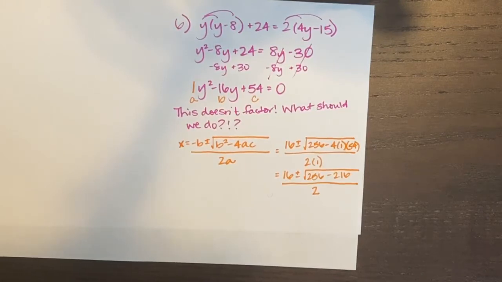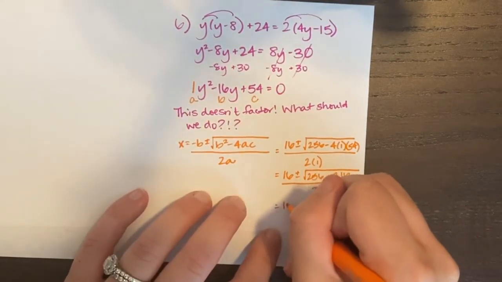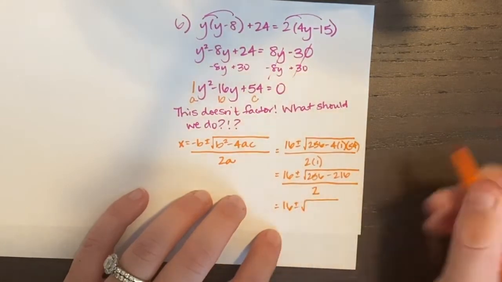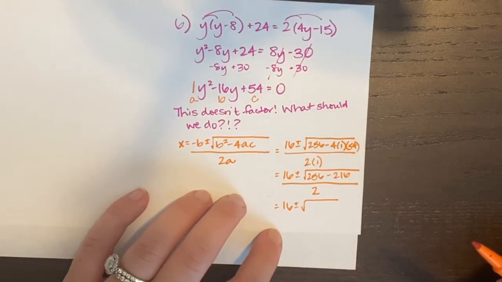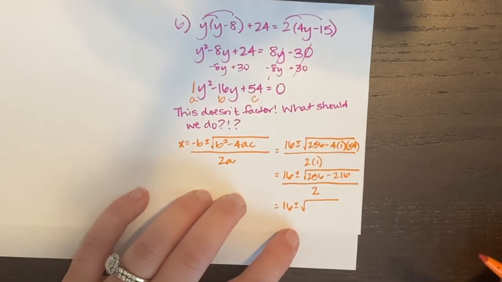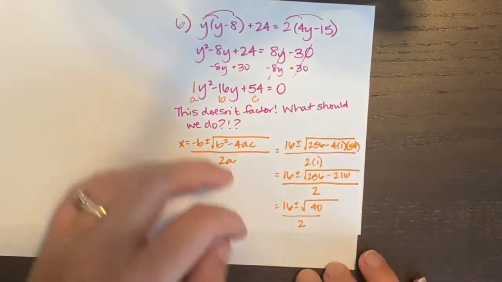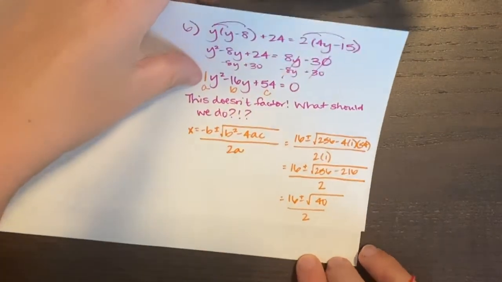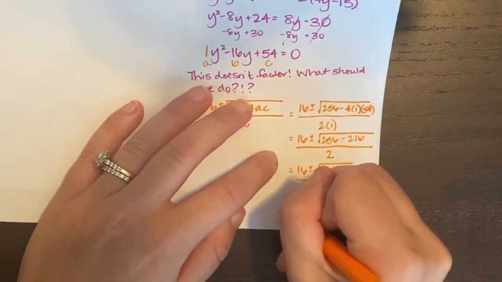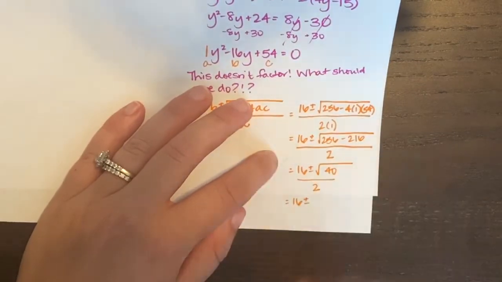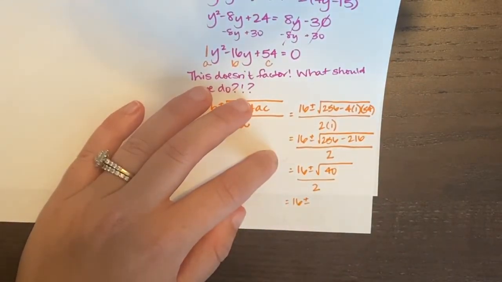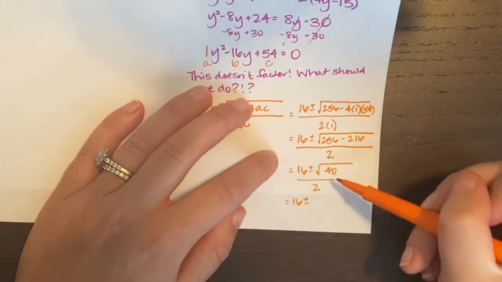All right, so now that we've got our quadratic formula set up, we can simplify what's underneath our radical. So we get 16 plus or minus the square root of 256 minus 216, which is going to be 40. And now all we have to do is simplify our radical. And what you want to do is ask yourself, what's the biggest perfect square that goes into 40?